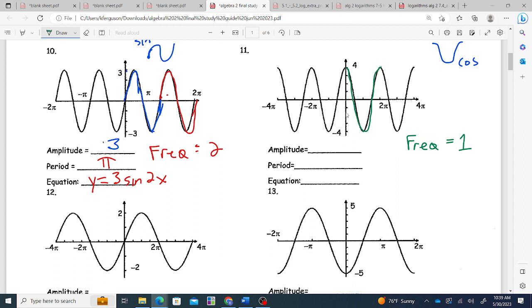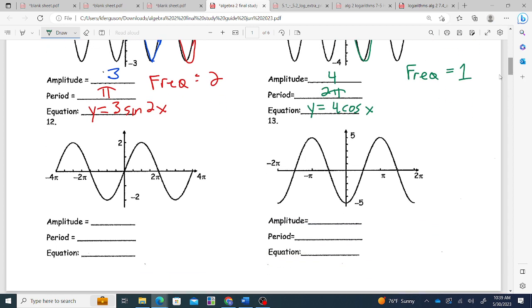What's the amplitude of number 11? 4. All right. What's the period? The period is 2 pi. It would just be x because the frequency is 1. And then right here, how many wavelengths or how many cycles can I get from 0 to 2 pi? I just got half of a cycle. See, there's the whole cycle. That's sine, but I only get half of it, right? So then my frequency is 1/2.